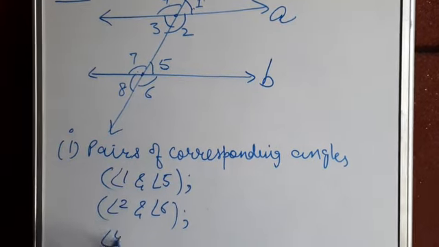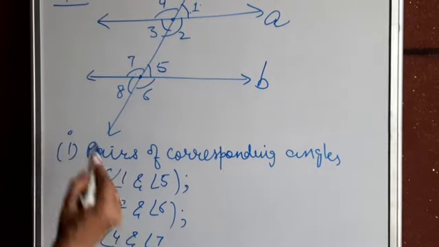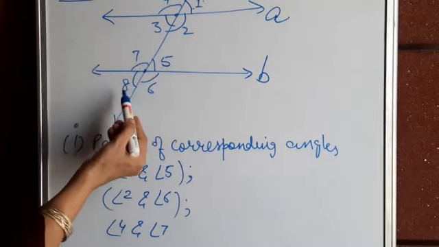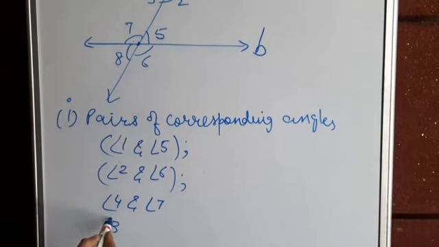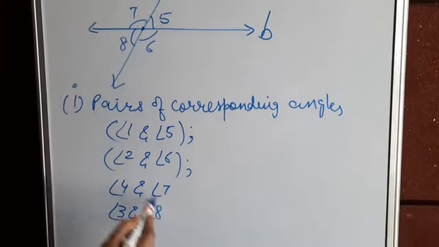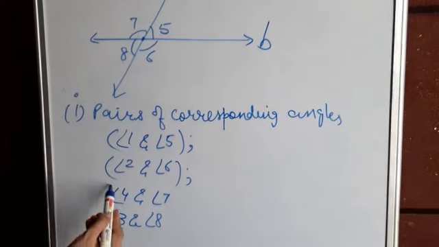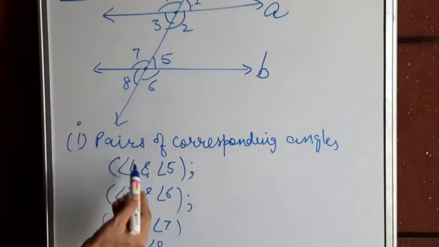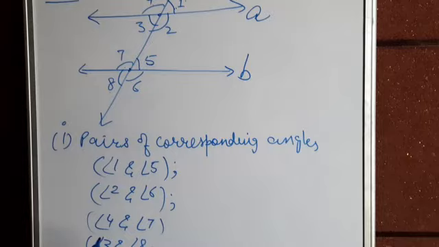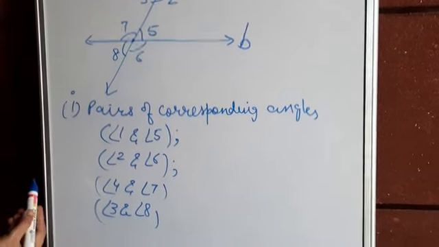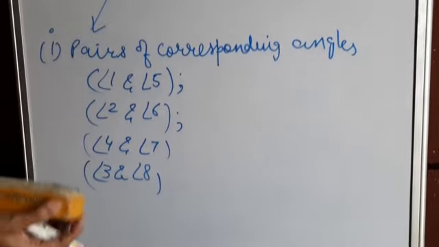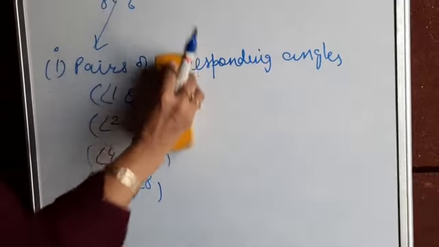Now angle 4 and angle 7. Angle 3 and angle 8 are also corresponding angles. So write down angle 3 and angle 8. So there are 4 pairs possible for the corresponding angles. Now come to the second part. The second part is pairs of alternate interior angles.